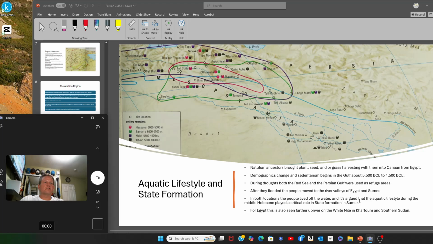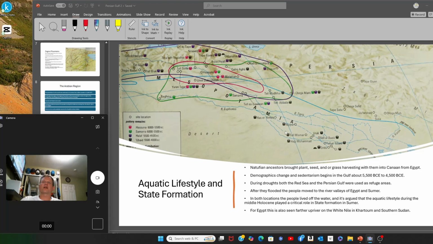Aquatic lifestyle and state formation. Natufian ancestors brought plant seed and/or grass harvesting with them into Canaan from Egypt. Demographics change and sedentarism begins in the Gulf about 5500 BCE to 4500 BCE. So in the Persian Gulf.